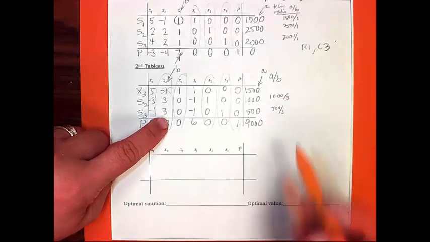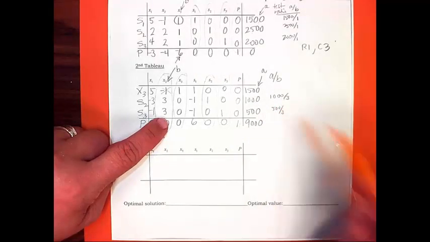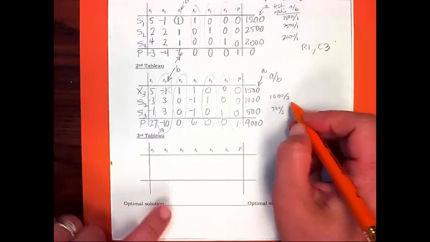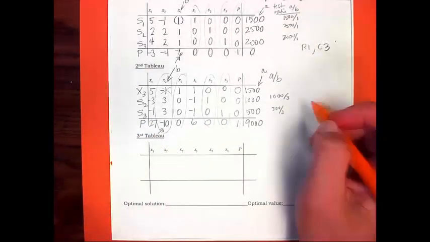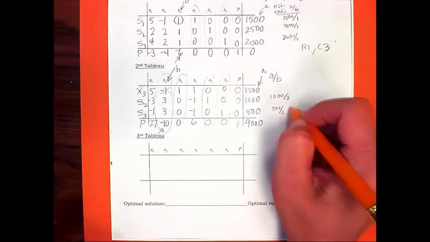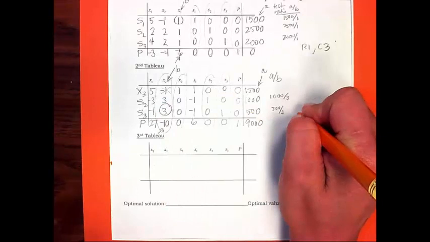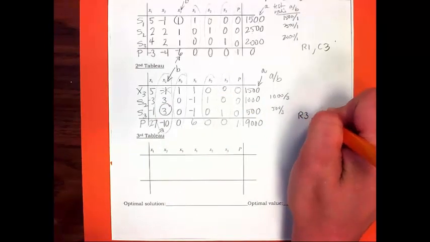And if it ever happens that you have a tie for one of these ratios, you just choose one. Or if you have a tie for the most negative, you just choose one. All right, but we do look like we've got a smallest value here, which would be this one. So we're going to be pivoting on row 3, column 2.